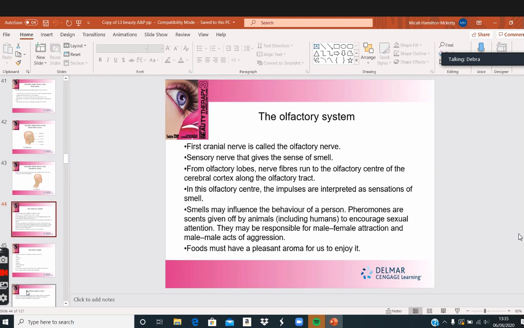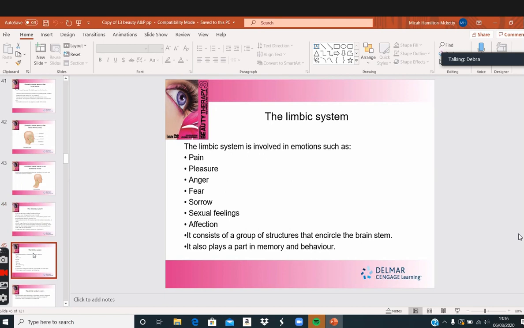Right, foods have a pleasant aroma for us to enjoy, most of them. Not all of them, but it has a pleasant aroma because otherwise we wouldn't enjoy our food and then we wouldn't eat, would we? So it must have a pleasant aroma. Joined on to the olfactory system is the limbic system. The limbic system is involved in emotions such as pain, pleasure, anger, fear, sorrow, sexual feelings, and affection.